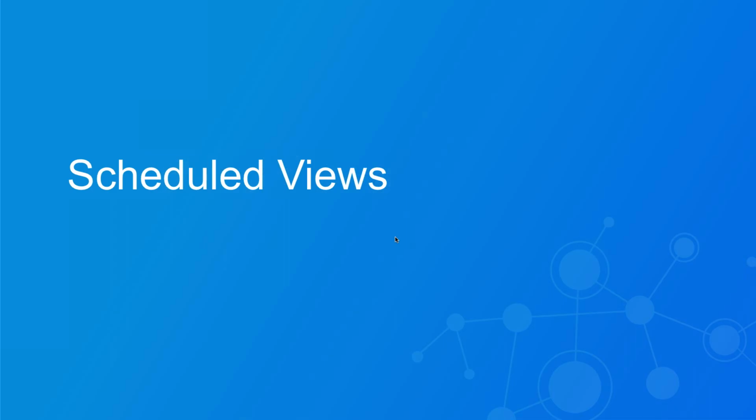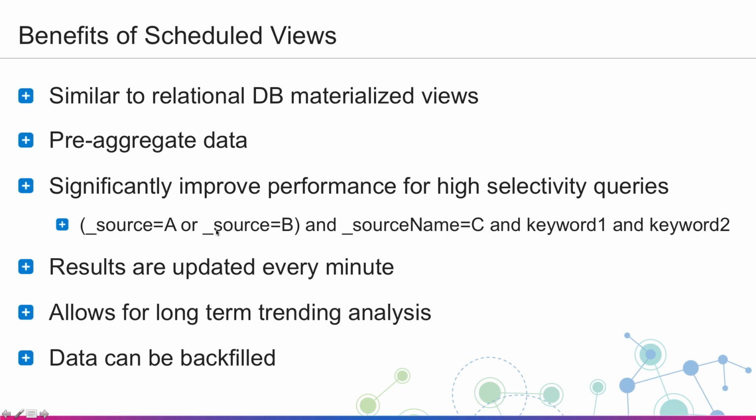All right, schedule views. So schedule views are very similar to relational database materialized views. For those of you with a database background, that might mean something to you, but essentially it's a static set of results that get created at the time that the view is executed. And these views are executed on a per minute basis, as you'll see in the following slide.